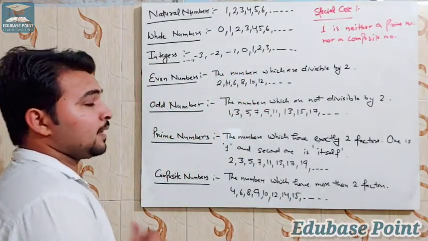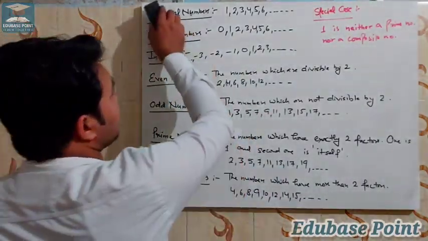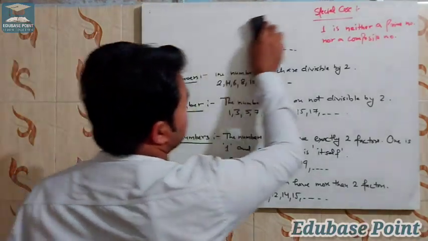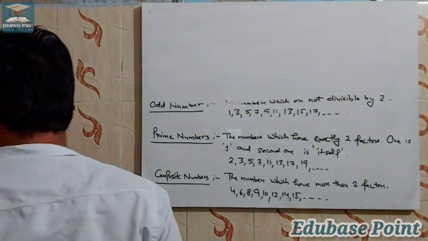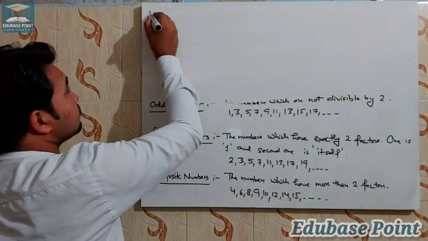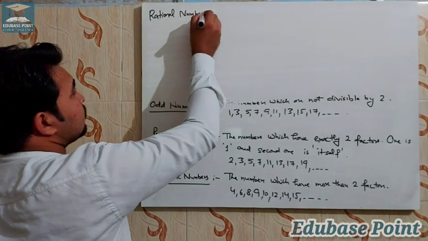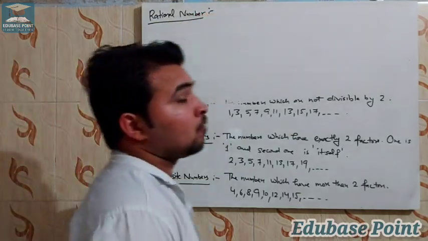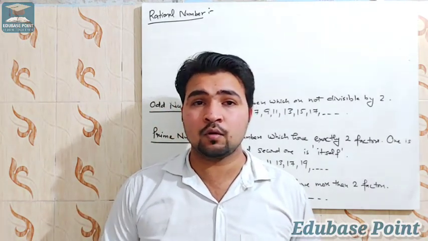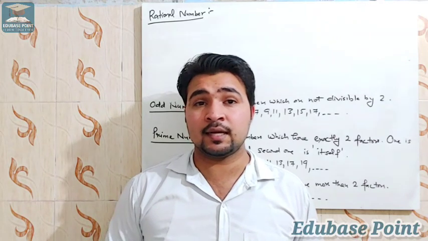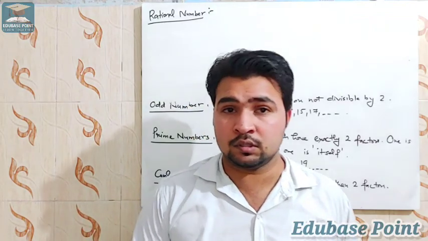In the number system, the next number is our rational number. For the rational number, you can say that the numbers which can be written in the P upon Q form are called rational numbers. But one more condition: Q is never equal to 0.